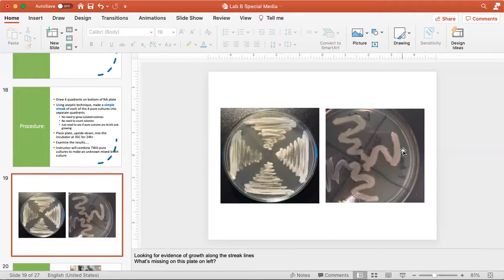You can see where this student drew the quadrant lines and labeled each quadrant. Notice that this student didn't label, very naughty. Remember, anytime you're working with microorganisms, you've got to label, label, label, so that you know exactly where things are on your plates.